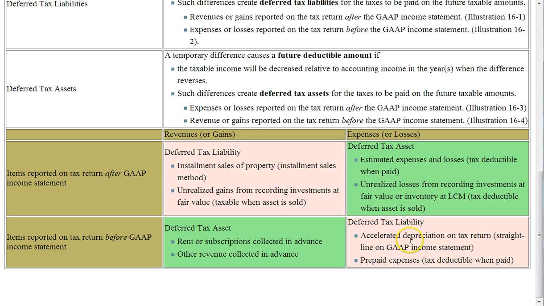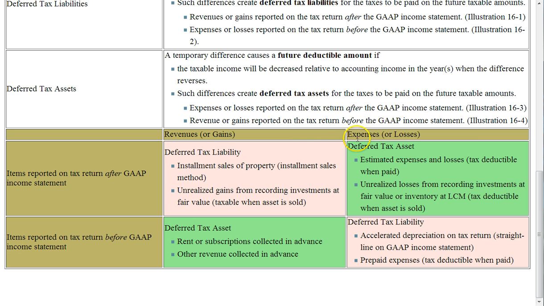So in the first year, we might recognize $2,000 of depreciation for GAAP purposes, but MACRS may actually allow us, say, a $3,000 deduction for depreciation in that first year. Over the course of the useful life, total depreciation will be $10,000, but in any given year, the dollar amount of depreciation may be different. So in this case, we have $3,000 of depreciation for tax purposes, and we only have $2,000 of depreciation for GAAP purposes.